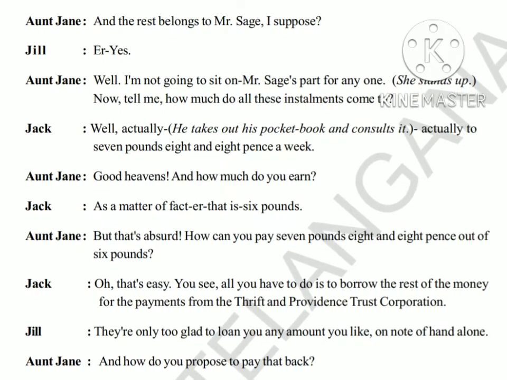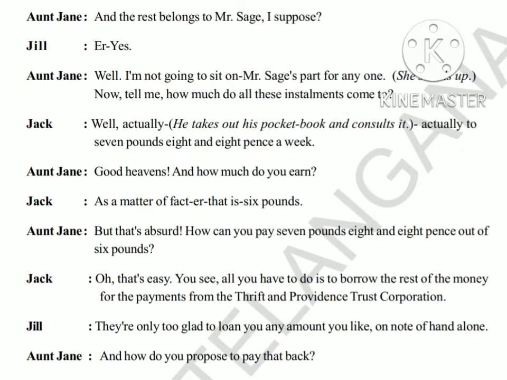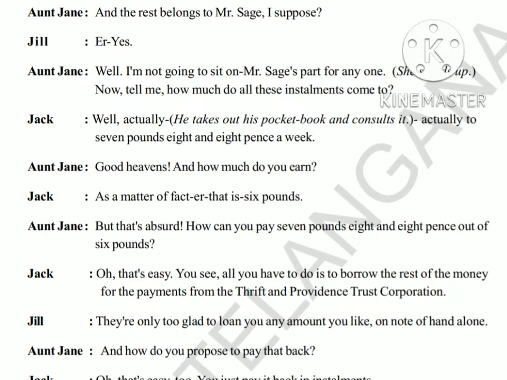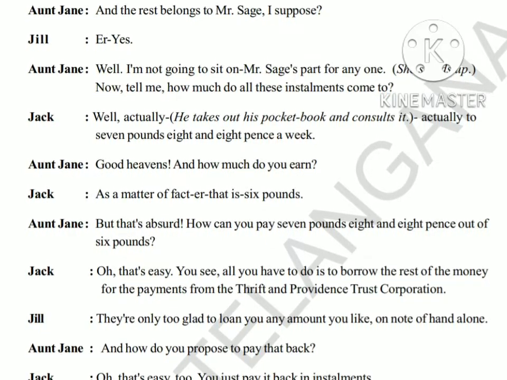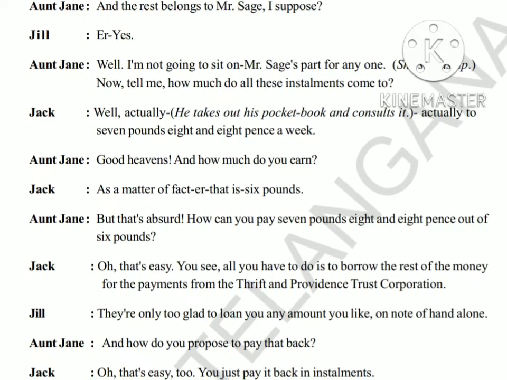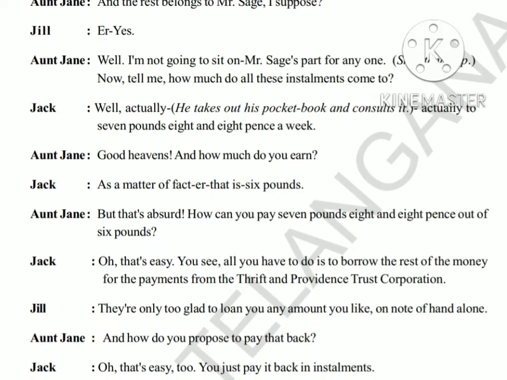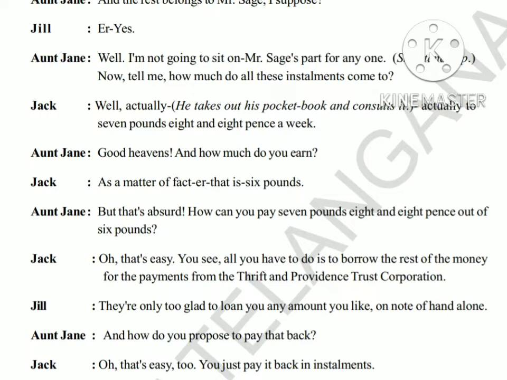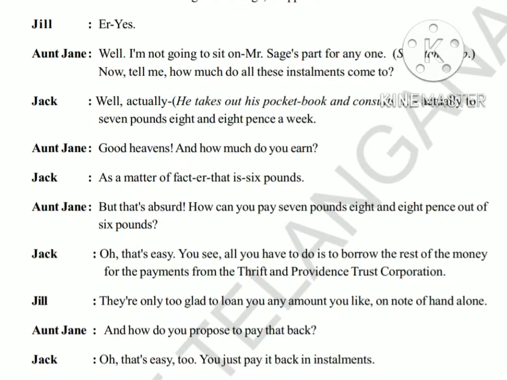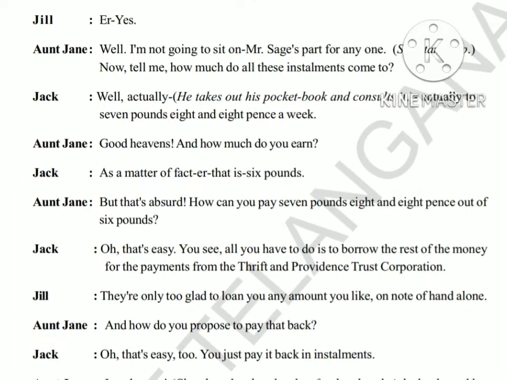So our Aunt Jane realized this fact. All the things that they have right now are not theirs fully. They only started giving a small amount like an installment, and a bulk amount is remaining to be paid. So every week they have to spend £7, 8 and 8 pence a week.